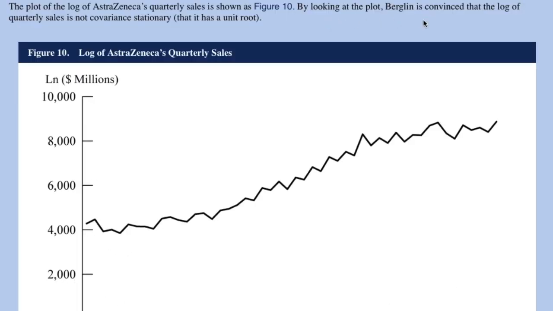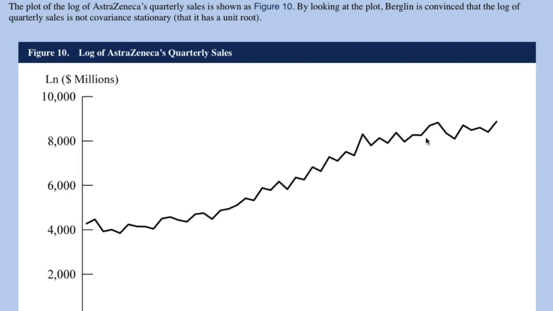By looking at the plot, Berglund is convinced that the log of quarterly sales is not covariance stationary. That is, it has a unit root. Well, of course, look at it. It's moving in one direction. If it were covariance stationary, it would tend to have some mean reverting level. This does not look like it has a mean reverting level. A mean reverting level means the absolute value of B1 is less than 1. This is not, which means we probably might have a unit root here.